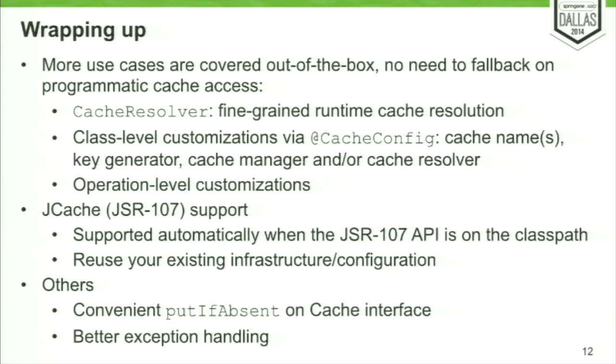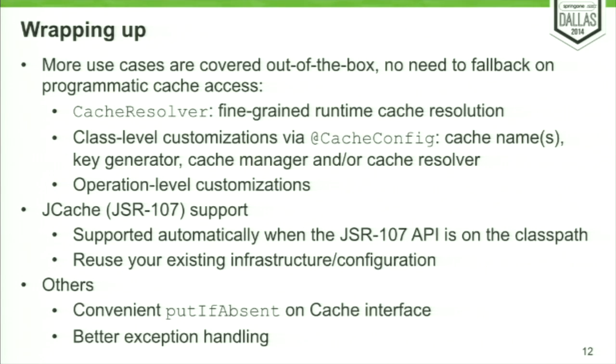There's also a few other things that we've done, let's say more core-based and not especially something that you could use declaratively, but still useful. If you use the cache interface directly, we've added a putIfAbsent method on it, which is the method you would expect from ConcurrentHashMap.